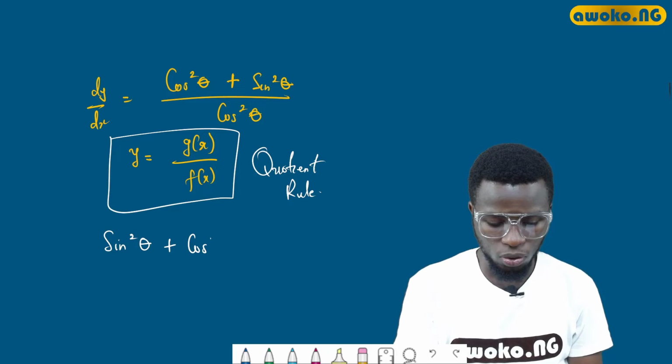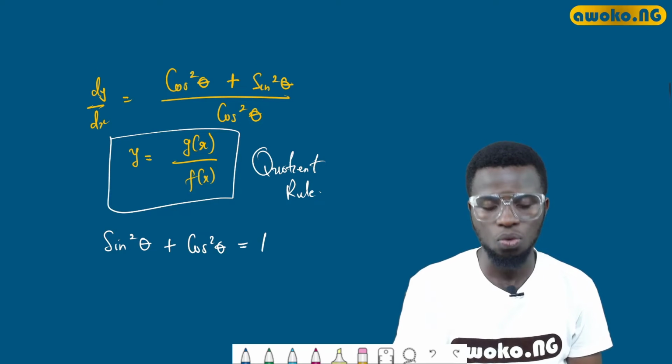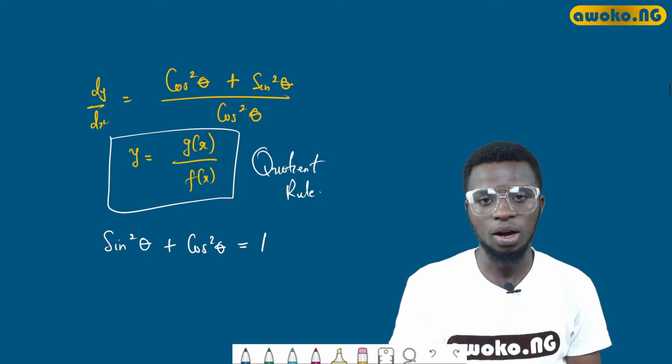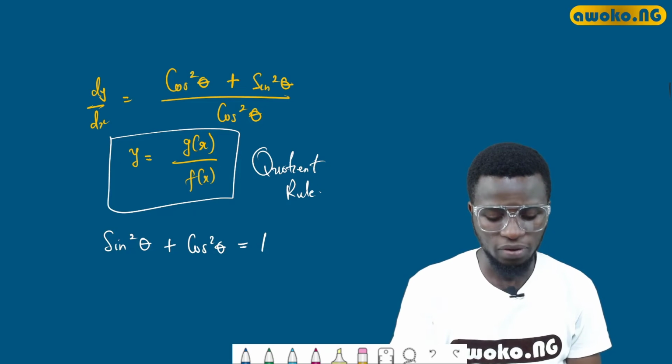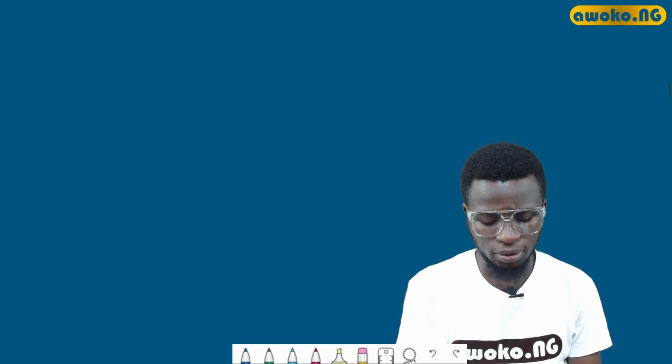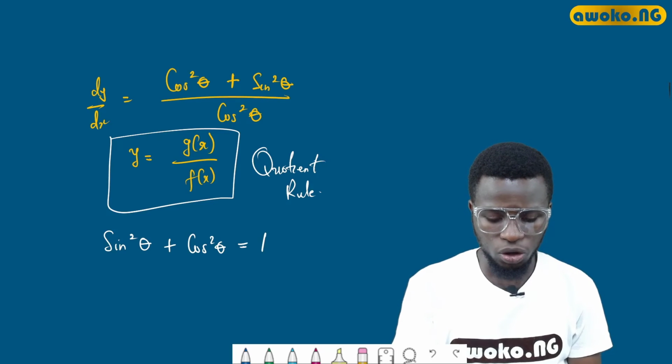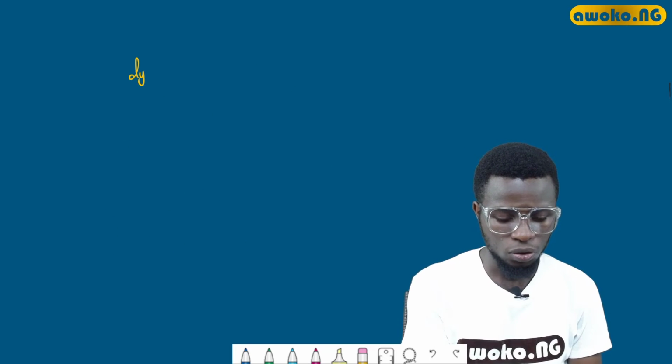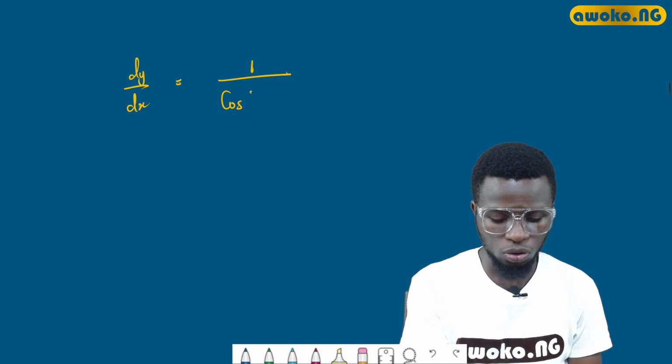So moving further, from our trigonometry, we're told that sine squared theta plus cos squared theta is equal to 1. This is from our trigonometric ratios. If that is said, therefore, we can deduce that this function over here can be seen to be dy/dx is equal to 1 over cos square theta.